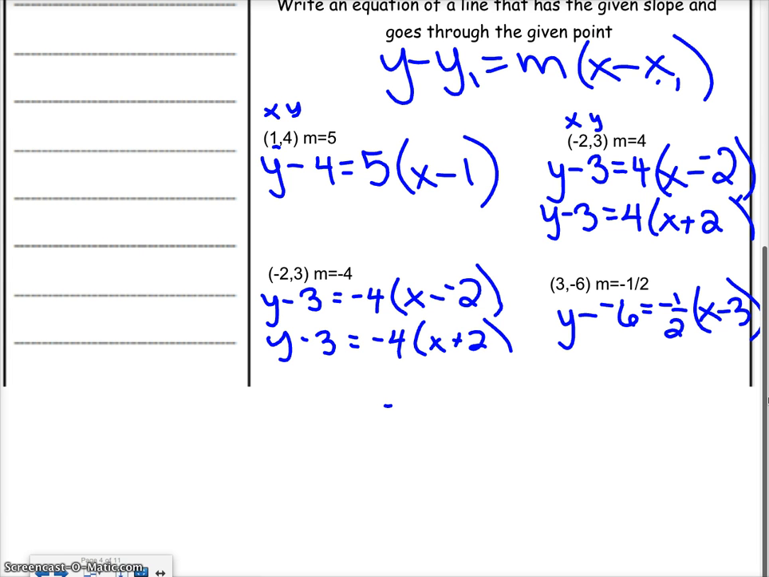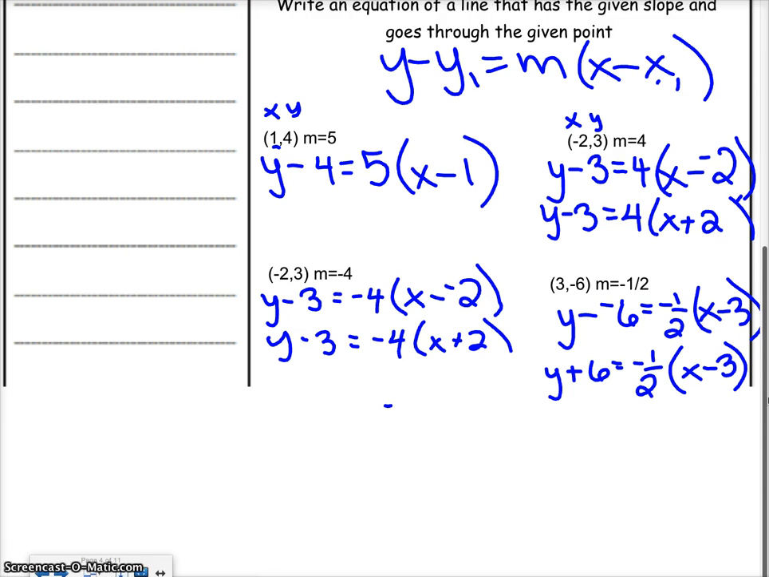Can I bump it up at all? Yeah. Just the 6, right? So this turns to y plus 6 equals negative 1/2 times x minus 3. You don't have to do any distributing today. I just want you to plug in.